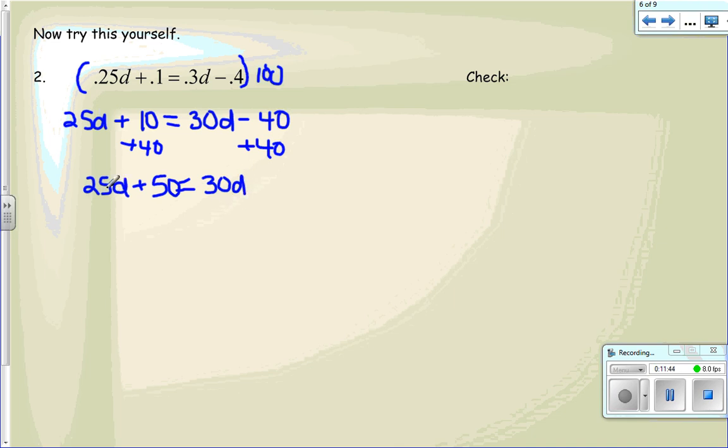Okay, and now I'm going to move this d to this side because I want all my variables over here. So I'm going to subtract 25d from both sides.